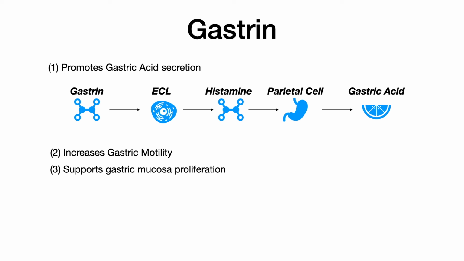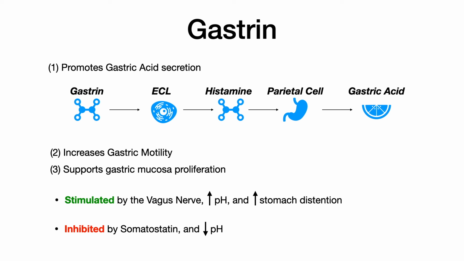So gastrin equals gastric acid, downstream as you can see here, and then gastric acid has all of these other activities. Gastrin, in addition to causing the release of gastric acid, also increases gastric motility, and it supports the proliferation of the gastric mucosa. Now, gastrin is stimulated by the vagus nerve, it's stimulated by a high pH environment, and it's stimulated by stomach distension.